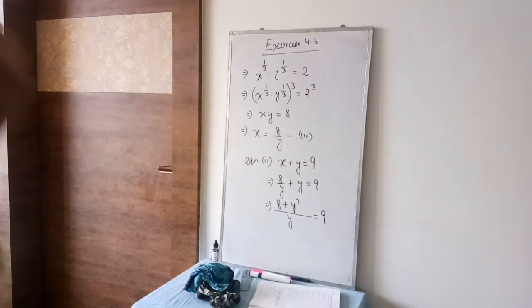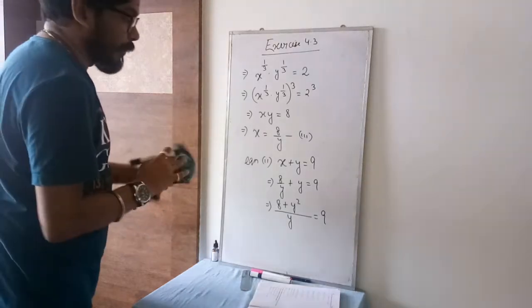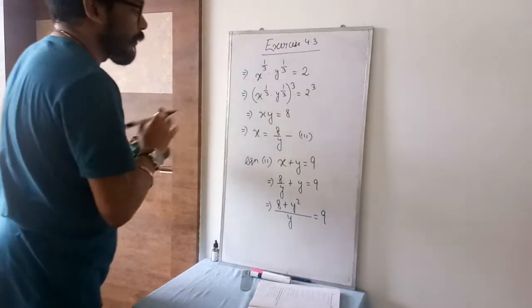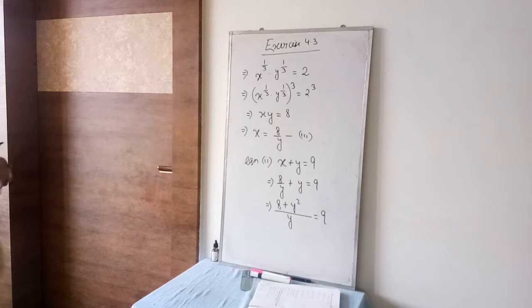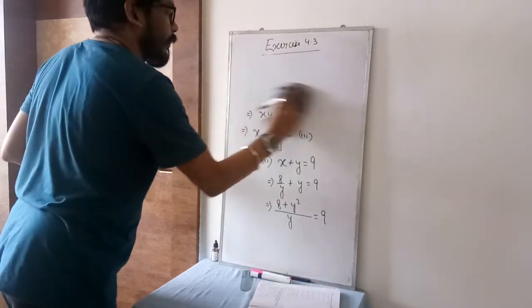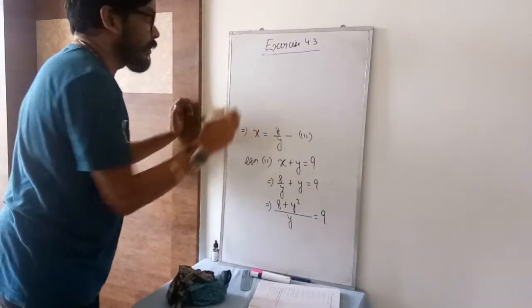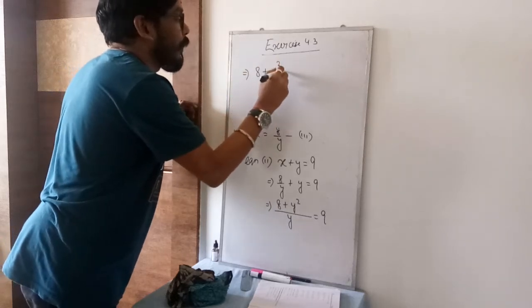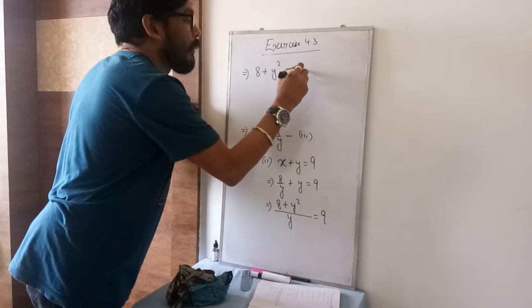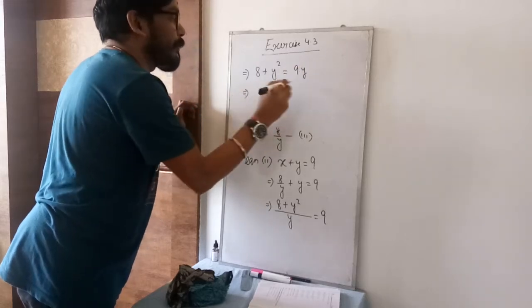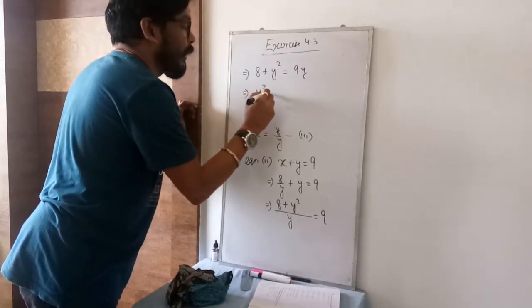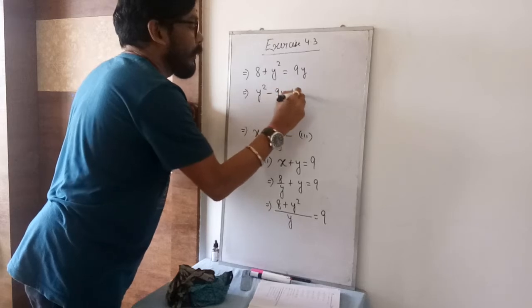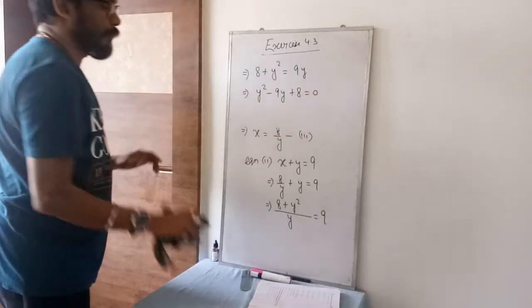These sums are quite long, so you may find little bit problem. Okay, take a screenshot. I will rub the upper part now. So next it is 8 plus y square equal to 9y. Now let me bring everything to one side. Y square minus 9y plus 8 equal to 0.